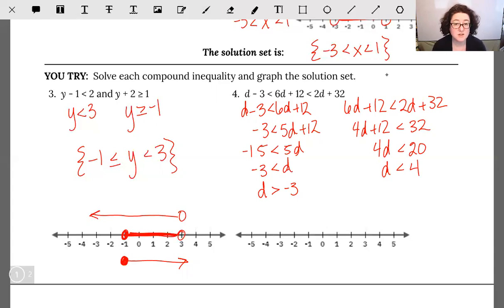And so I'm actually going to jump right to graphing it out. I know that my d has to be greater than -3, but it has to be smaller than 4. And we're looking at sandwiching everything in the middle. So our solution set would be -3 is less than d is less than 4. All right, so those are the and inequalities where we have overlaps. The or inequalities will not have overlaps. So let's look at a few of those.